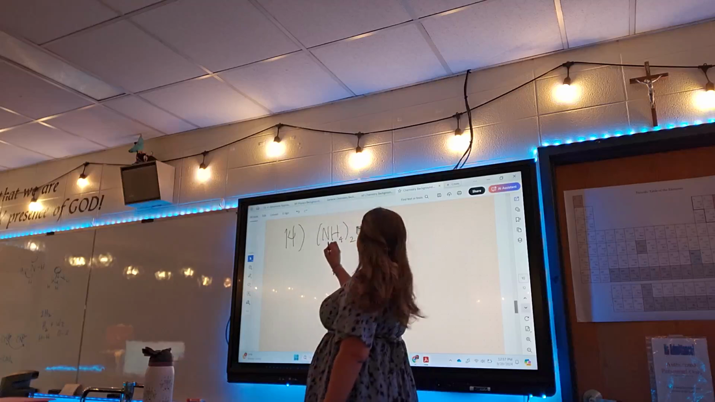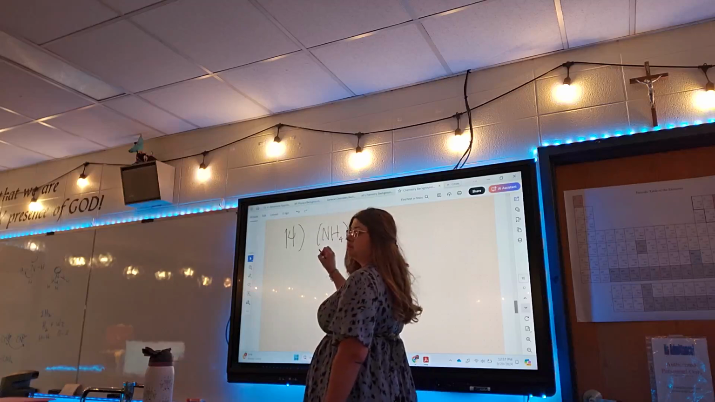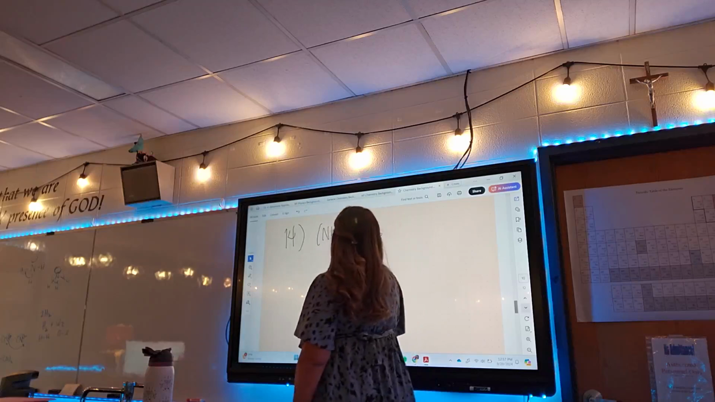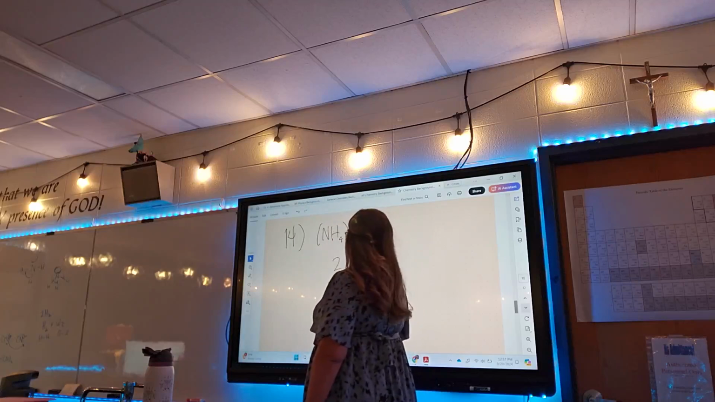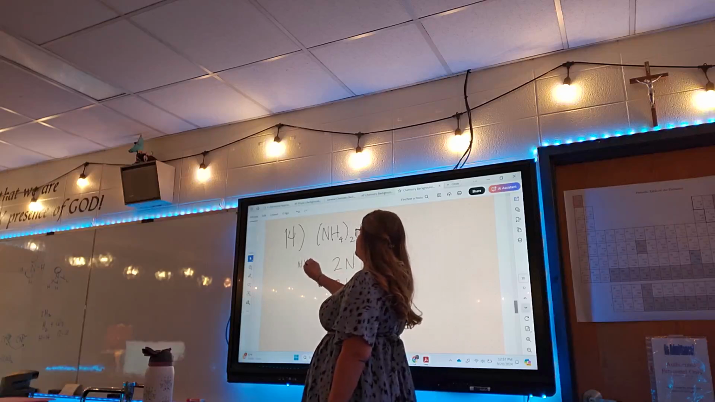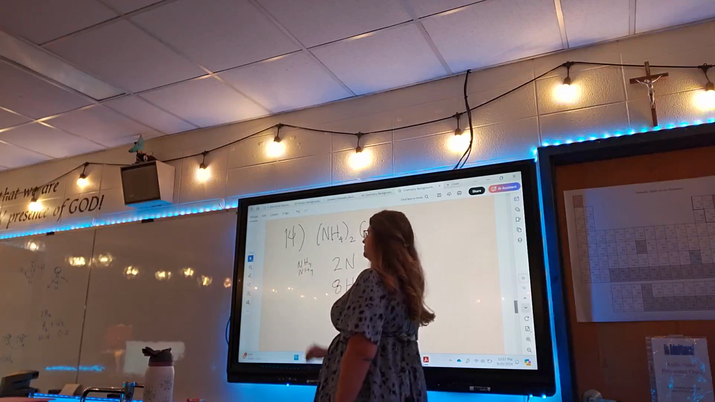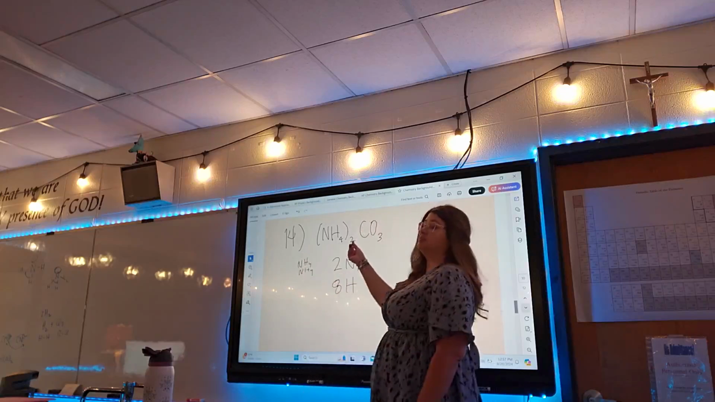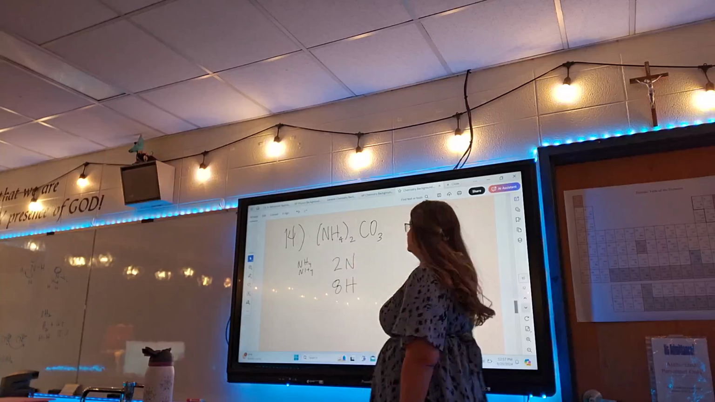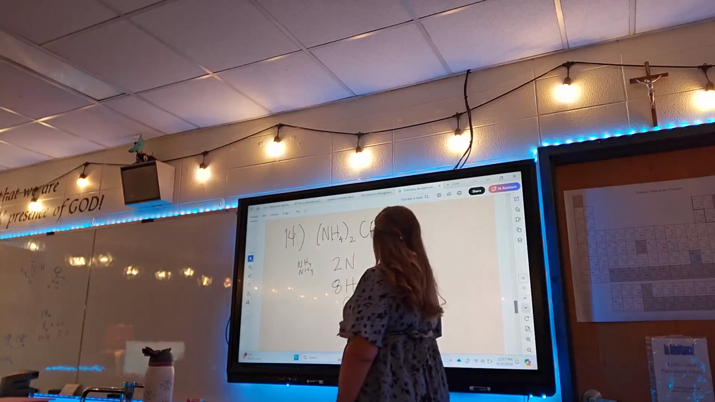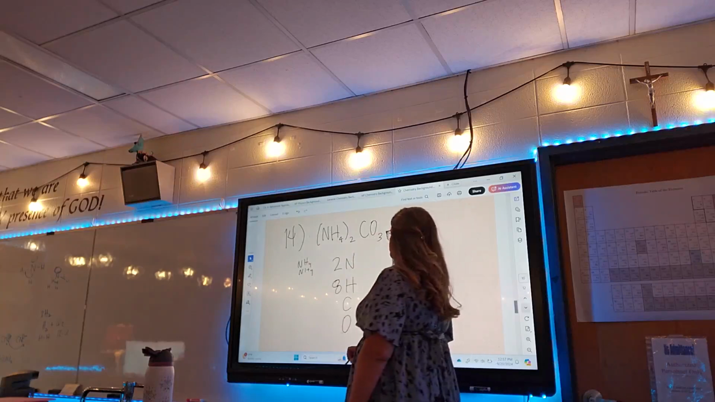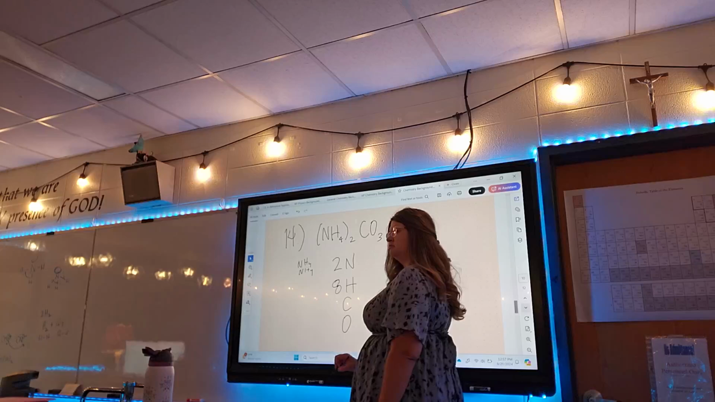All right, so what does this parentheses mean here? There's 2 and then 8 H's, because what you're saying is that you have NH4, NH4. So whatever your number is outside the parentheses, you want to multiply by everything inside the parentheses. We have 1 carbon, but how many oxygens are there? 3.